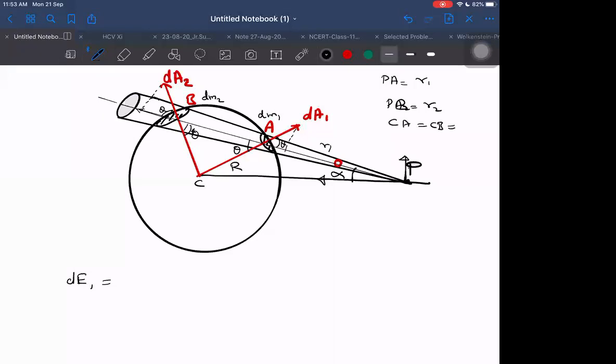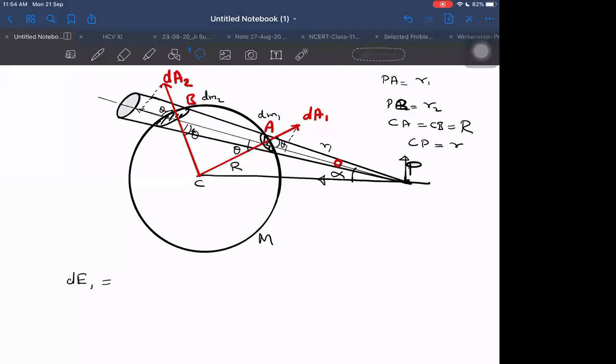Why am I doing PB, sir? PB. CA, CB, that is equal to capital R, that is the radius. Small r I will represent. CP I will represent by small r. I want to write the answer in terms of small r finally. And the total mass of this is given as capital M.